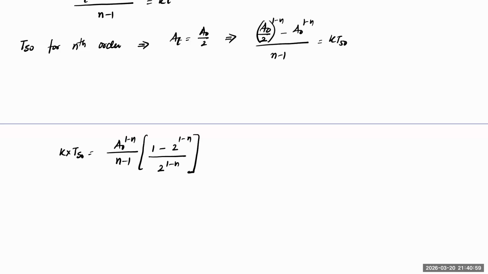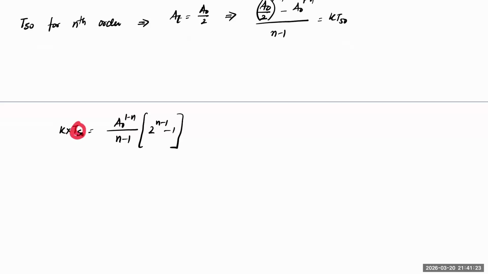Okay. Or you can do one thing. Instead of writing this 2 in the denominator, if I take it to the numerator, that will become 2 raised to power of n minus 1. So 2 raised to power of n minus 1, minus 1, is what I can write. Now notice this carefully. T50, if I write in terms of these terms, you will see it is dependent only on A naught. Rest of them are constant as long as we know the terms here. So therefore I can say T50 is directly proportional to A naught raised to power of 1 minus n.